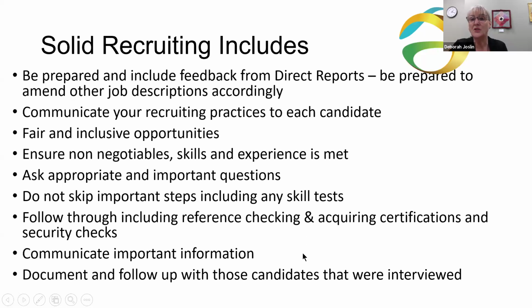Communicate important information to candidates, what you're looking for, how you may align, that type of thing, and document and follow up with those candidates that were interviewed. Again, in time gone by, you may have had so many candidates, there's no way you could possibly follow up with them.